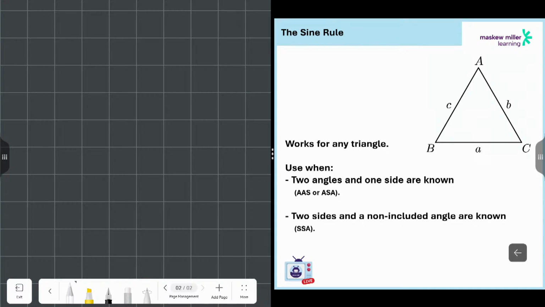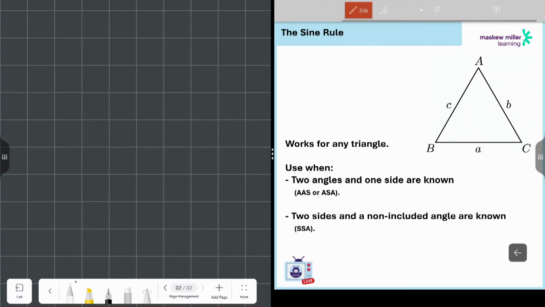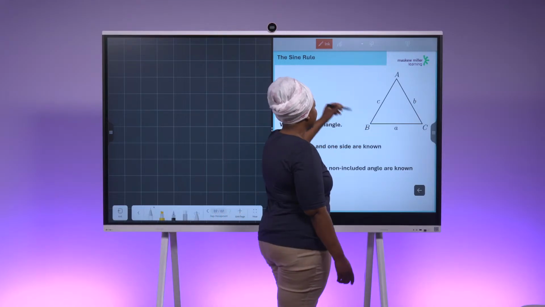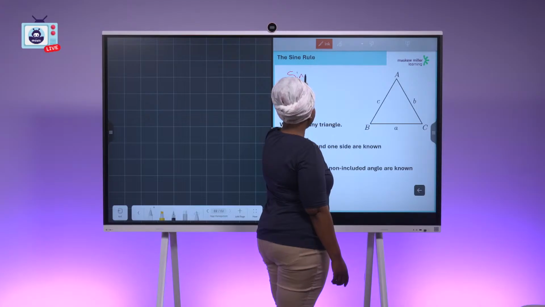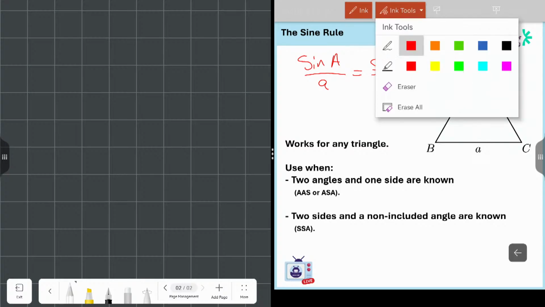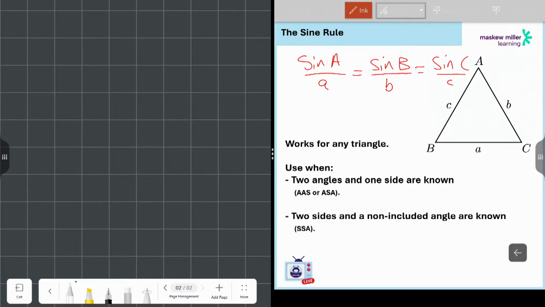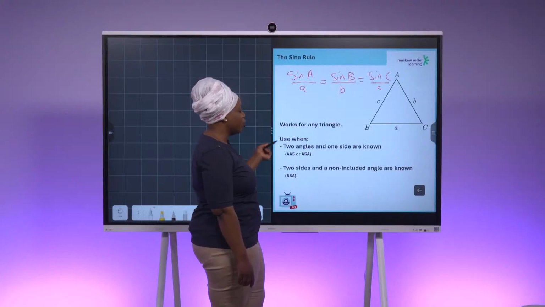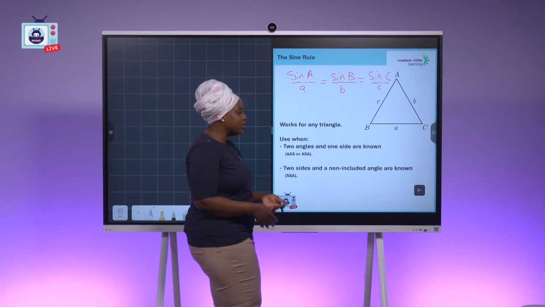Let's see just a quick recap and show a little bit of what the sine rule can be. If we use this triangle ABC, the sine rule can be written as sine of any angle divided by its side equals sine of the other angle divided by its side, which equals sine of the other angle divided by its side. That is very important for us to stick to, so please make sure that you always write it like that. And this works for any triangle, be it a right-angled triangle or not.